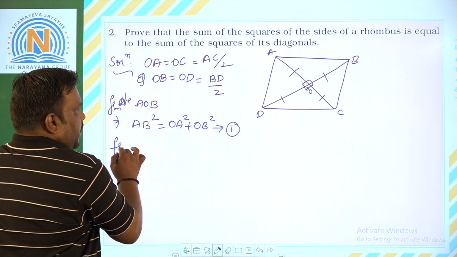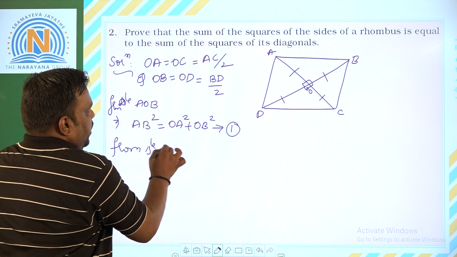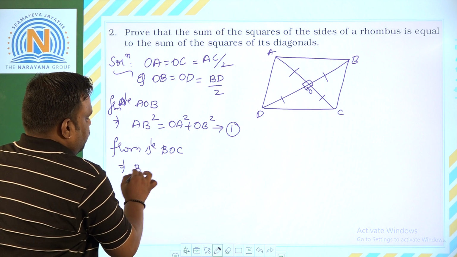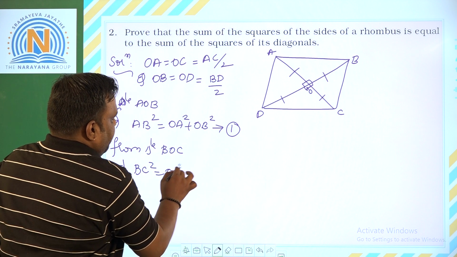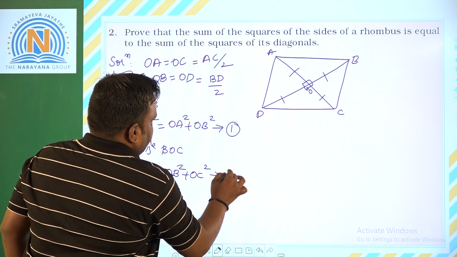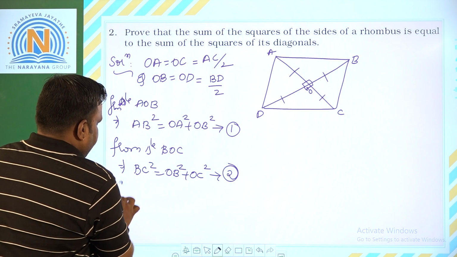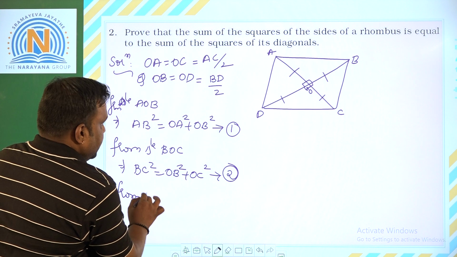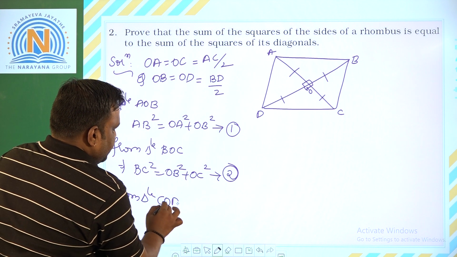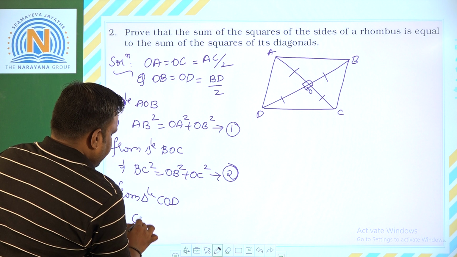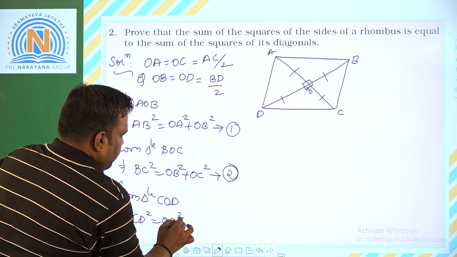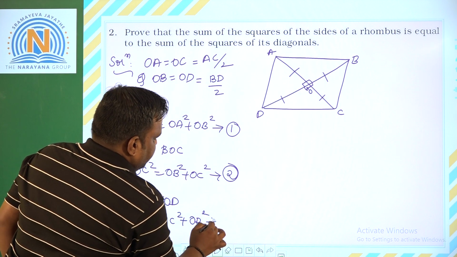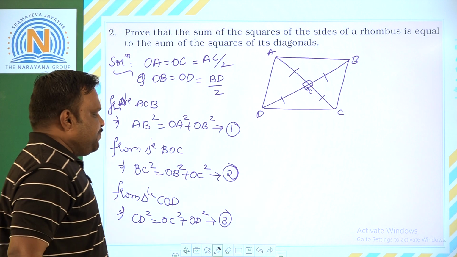So from triangle BOC, BC square is equal to OB square plus OC square. Let us name this as the second equation. Again, from triangle COD, the same thing, CD square is equal to OC square plus OD square. Let us name this as equation number 3.